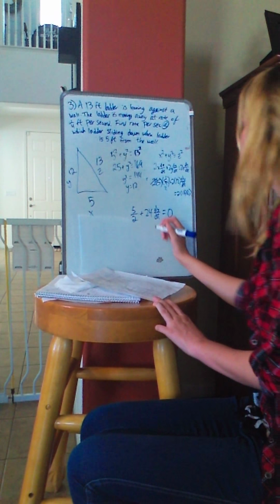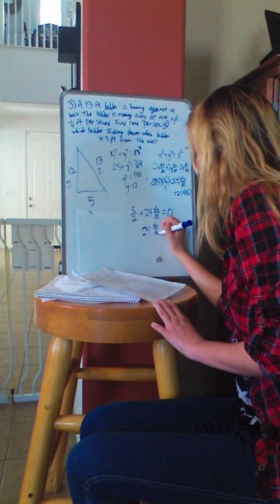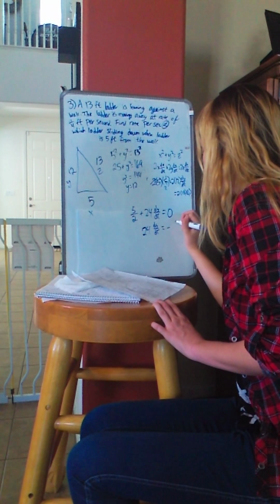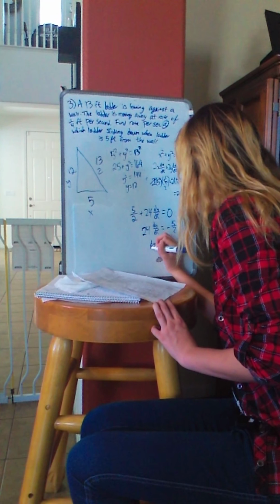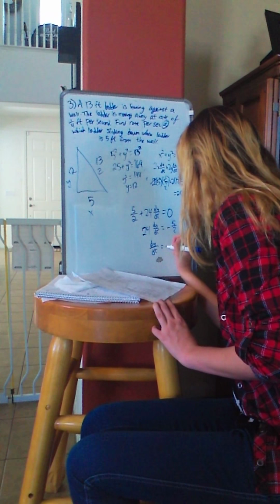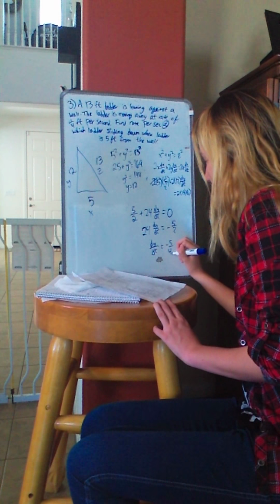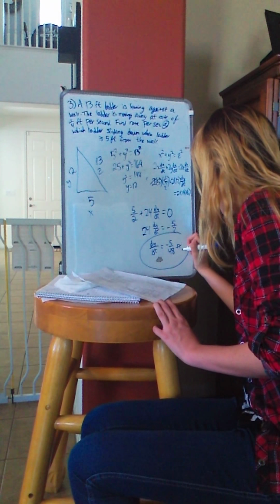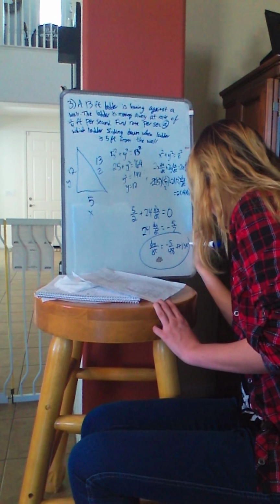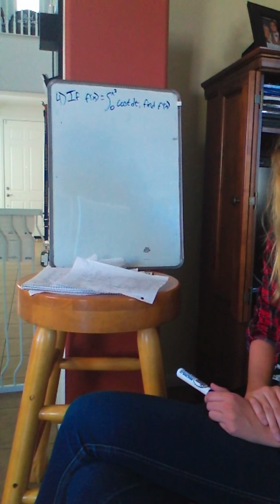Subtract over the 5 halves, 24 dy/dt equals negative 5 halves. Divide over 24, dy/dt equals negative 5 over 48 feet per second. And that is the final answer.